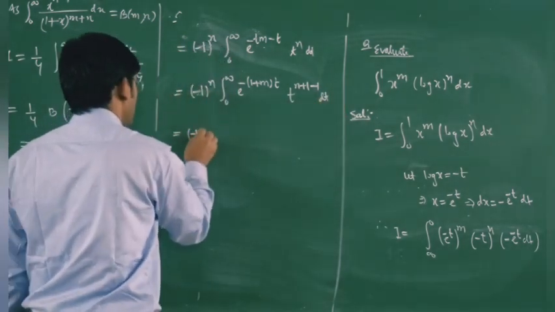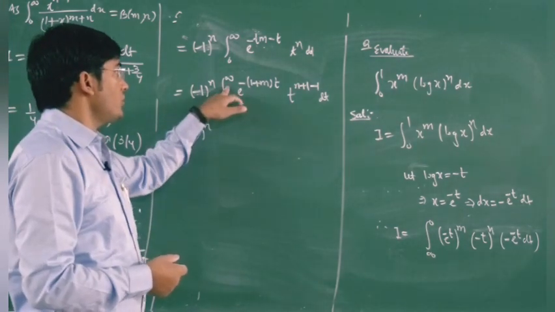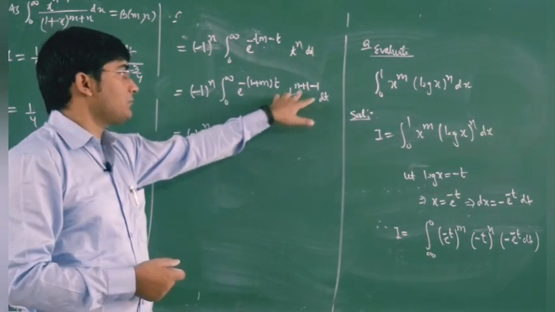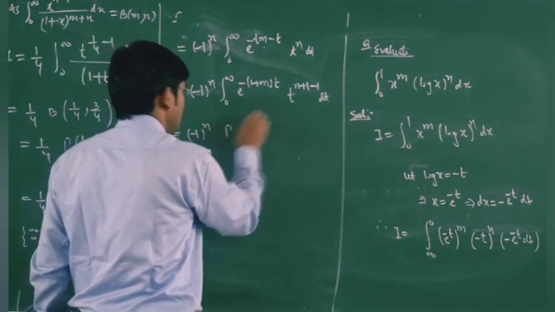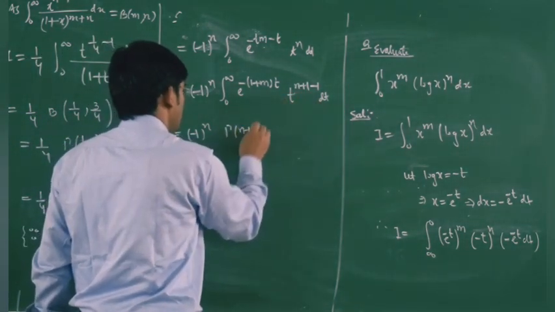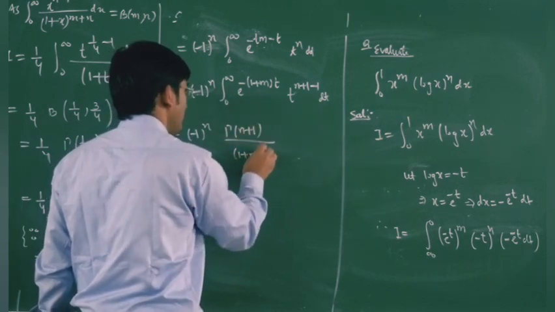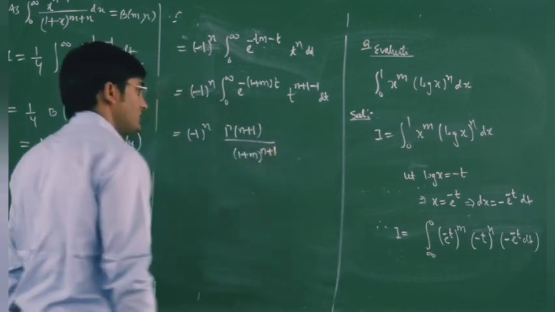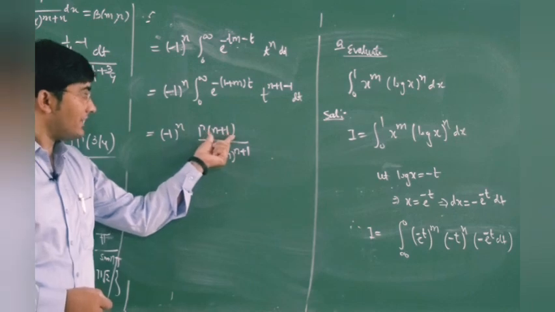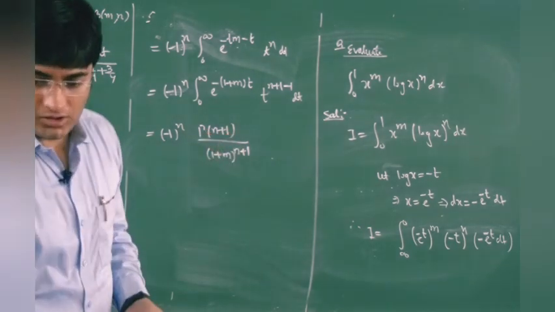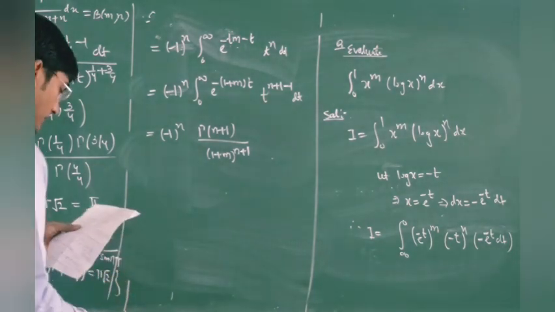Now again use the definition of gamma function, which is the integral from 0 to infinity of e to the power minus kx times x to the power n minus 1 dx. So this is equal to gamma of n plus 1 divided by k to the power n plus 1, that means (1 plus m) to the power n plus 1. So this is your answer. Now if n is an integer, this can be written as factorial n. So this is equal to (minus 1) to the power n, factorial n, upon (1 plus m) to the power n plus 1.